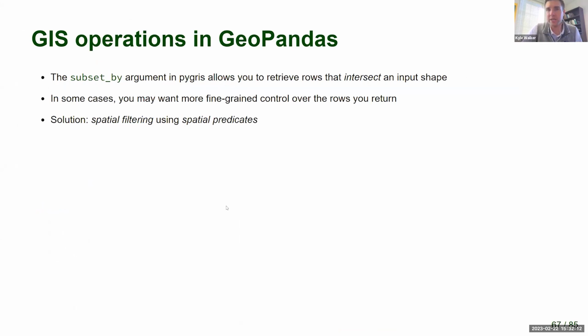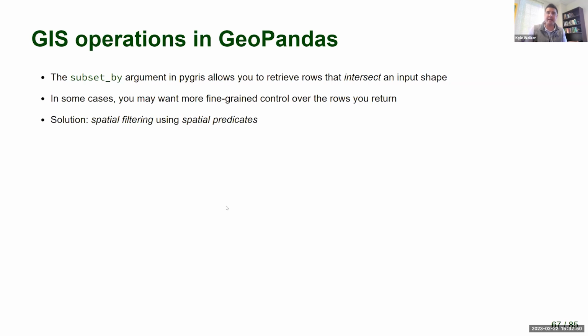In some cases, you want to do more formal GIS operations or define a different sort of spatial relationship. So what subset by does is it returns rows that intersect an input shape. You can put in an actual input shape to subset by and get back rows that intersect that shape. But you might want more fine-grained control, or you might want to do that more programmatically. A solution to that is spatial filtering, in which we'll use something called spatial predicates. And spatial predicates are built in to GeoPandas as methods. That's a lot of vocabulary.